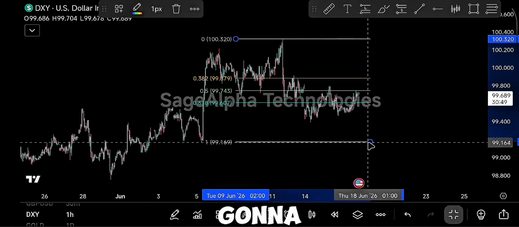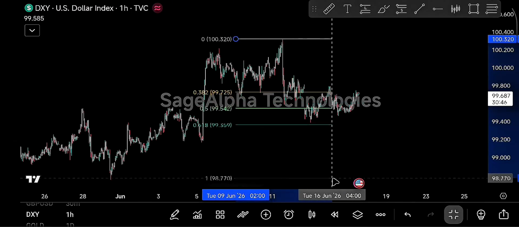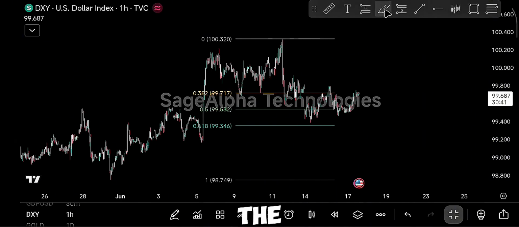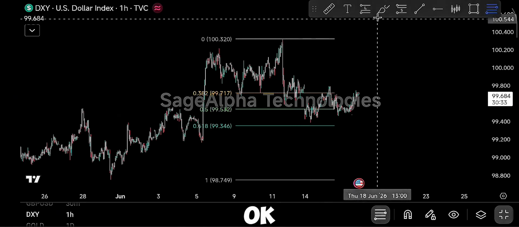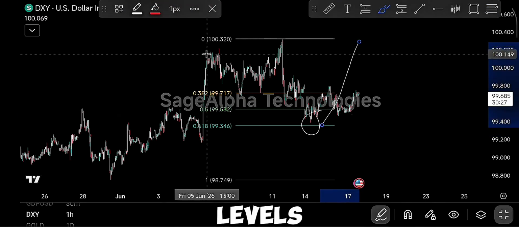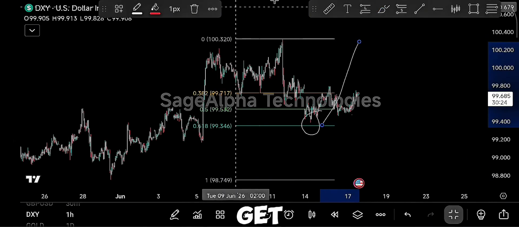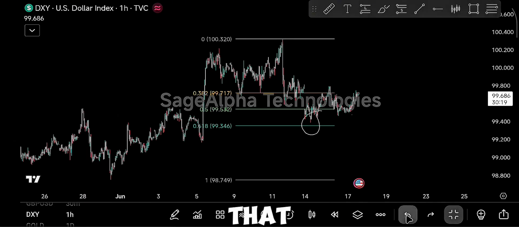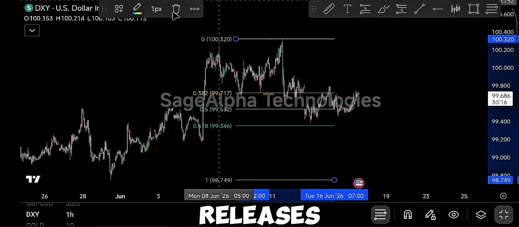All right, so we're going to put this at the low here. Now look at this. This is perfect. Right here we have the retracement we're talking about, not random. So we're expecting higher levels on the dollar. Now let's get into the analysis. That should not make us biased, okay? We should just know that, and that's a pattern for FOMC news releases.